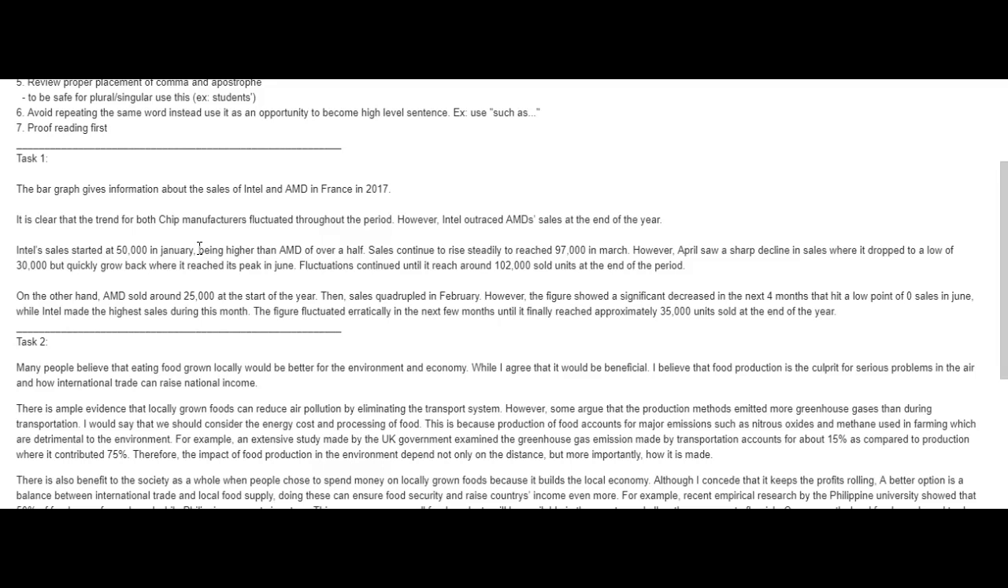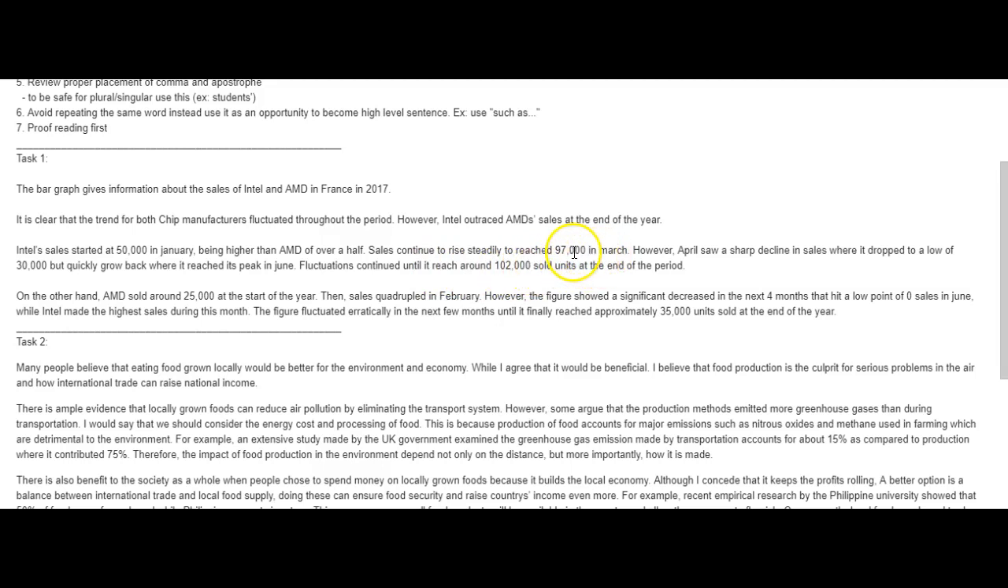Sales continued, with a D, because remember it's all in the past now, continued to rise steadily to reach 97,000 in March. However, April saw a sharp decline in sales where they dropped to a low of 30,000 but quickly grew, with an E, back to where they reached their peak in June. Fluctuations continued until they reached 102,000 sold units at the end of the period.